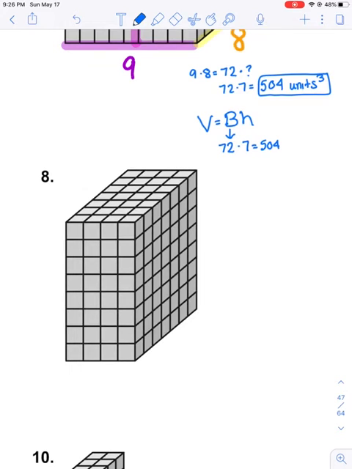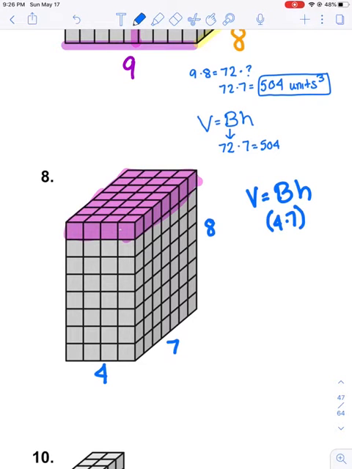Okay, so the first thing I did on number 8 was label all the sides. This one was 4, this one was 7, and this one was 8. Then I found the area of the base. So if I'm going to choose this side to be my base, color that in so everyone can see it. I know the formula is volume equals area of the base times the height. And the area of the base is going to be found by doing 4 times 7.